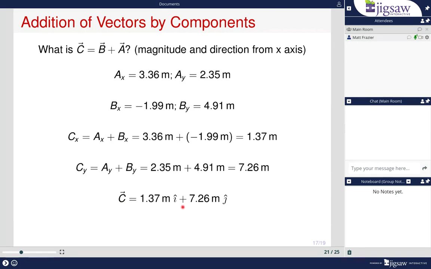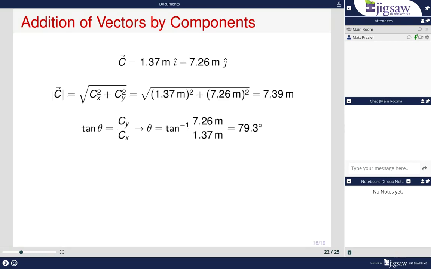This is our vector C, but it's not the way it's stated. In the question, we're asked for magnitude and direction. We're not done. We've got to do the vector C here in terms of magnitude and direction. And that is just what we did before with the Pythagorean theorem and tangent theta. We have the vector C, the length of it, we apply the Pythagorean theorem and we get the magnitude. And then we apply tangent theta is y over x. And so theta is the inverse tangent, and that's about 79 degrees.